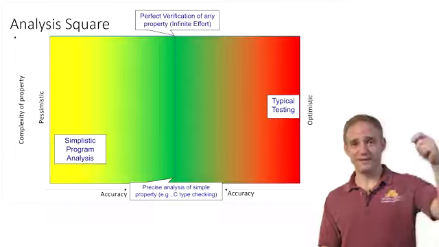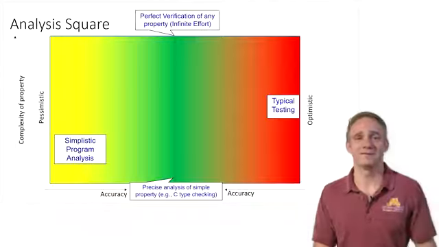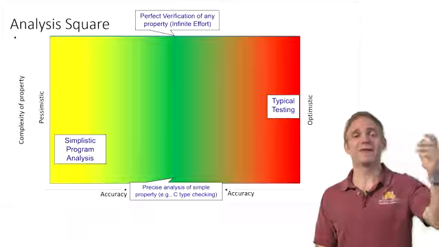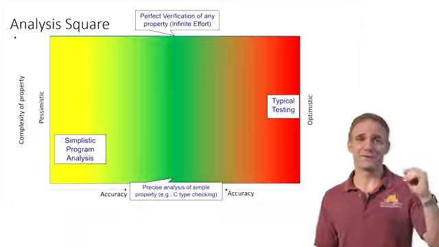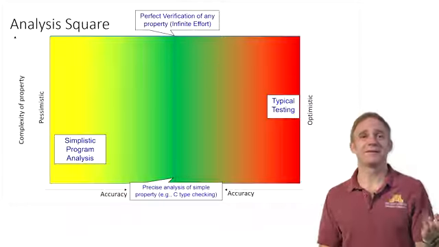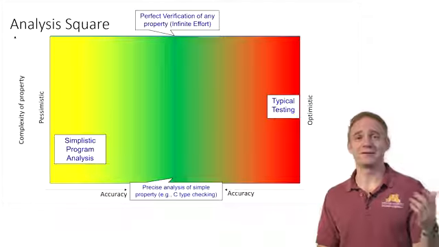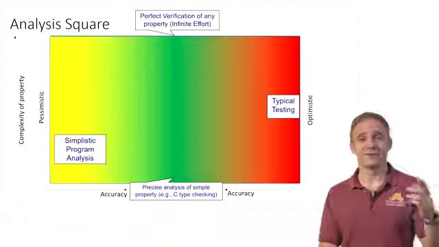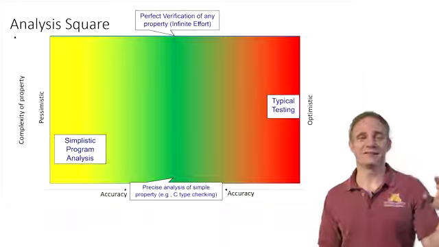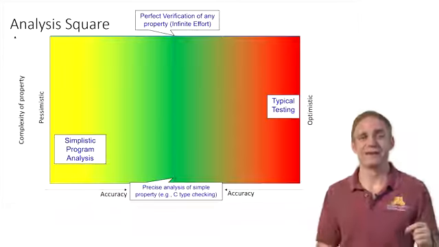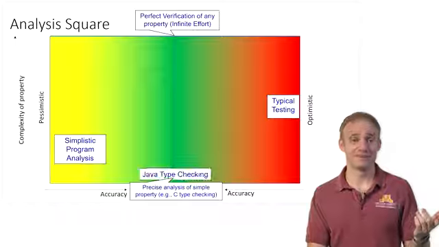And the thing we'd like to get to is perfect verification. So we'd like to be able to ask any question we wish of any program we have and determine whether or not it meets that property. But due to the halting problem, we know that that's undecidable in general. So we're going to focus on this space in the middle, things that are fairly accurate and fairly rigorous.